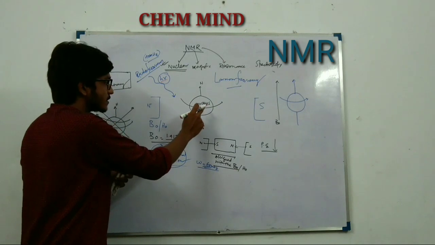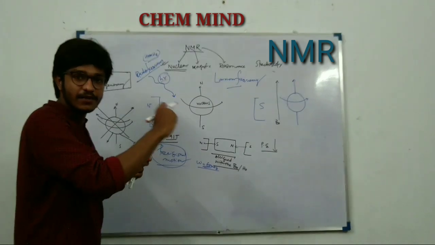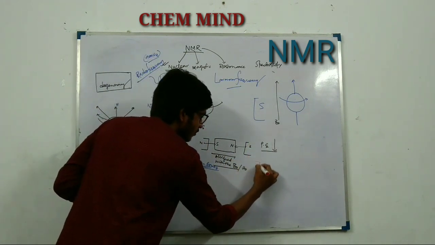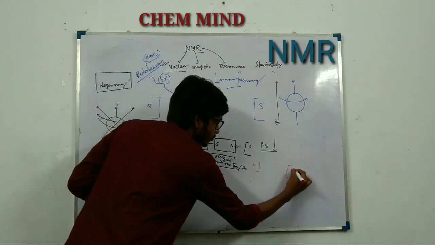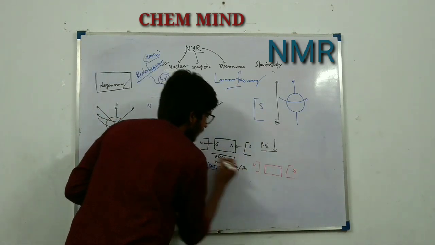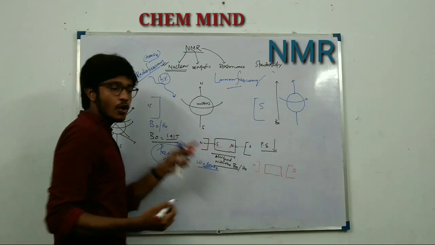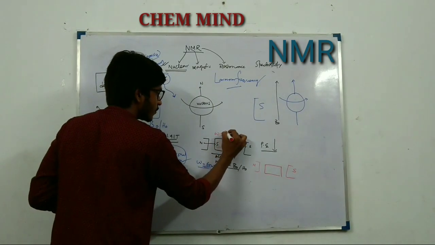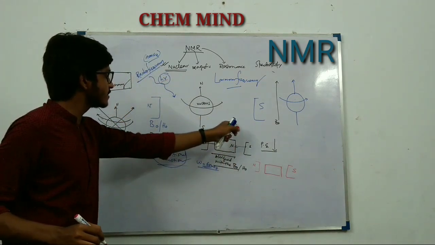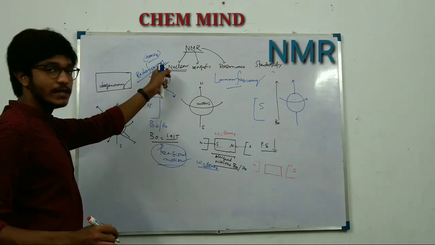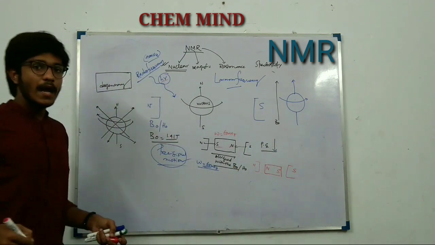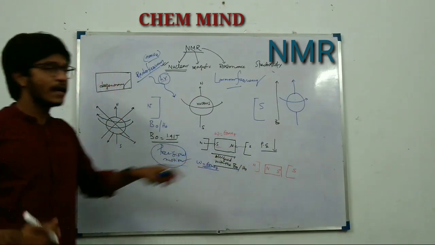Now what happens when the precessional frequency of that particular nucleus matches the radio frequency value? Then this nucleus goes against the magnetic field. What I am trying to say is, this is the north pole and this is the south pole of the external magnetic field, and this nucleus is aligned between them, with a precessional frequency of 60 megahertz. When this precessional frequency matches the radio frequency, then it flips like this, and it aligns against the magnetic field.